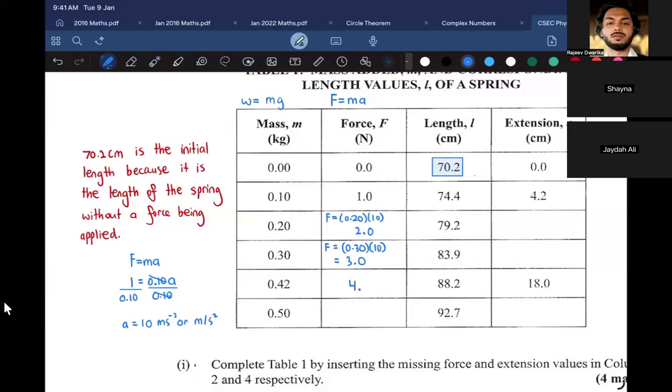I think you see the pattern by now. You just shift the decimal place two spaces to the right. Anyways, the last one, Jada, 0.50. What would that be? 5.0. Cool.